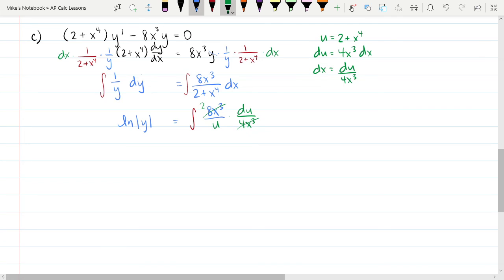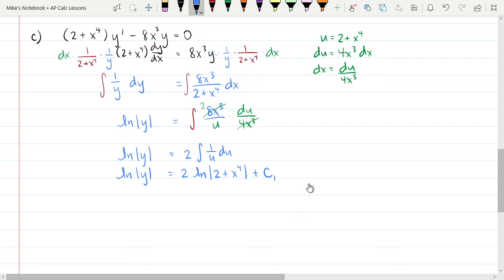So that means now I have the natural log of the absolute value of y equals 2 times the integral of 1 over u du. So let's go ahead and integrate that side now. So now I have 2 times the natural log of the absolute value of u, which remember is 2 plus x to the fourth, plus my new constant here, or my first constant actually.